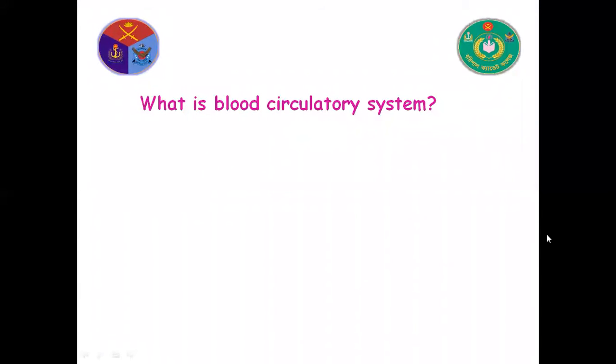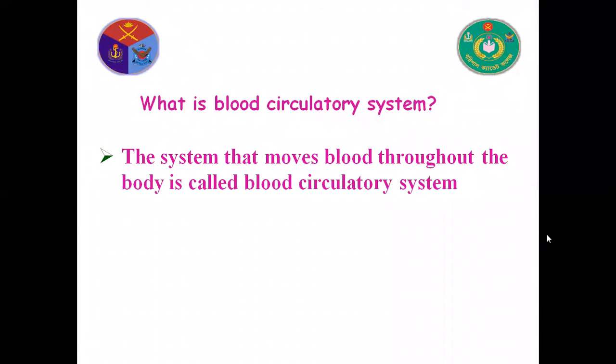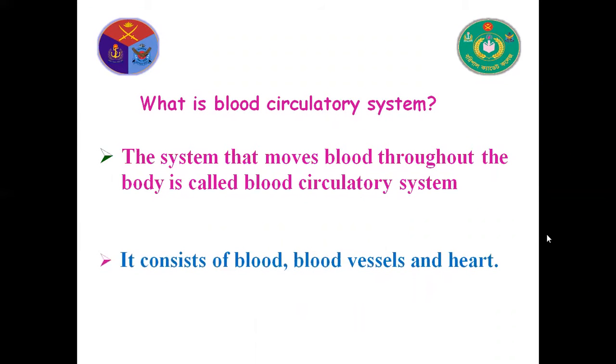Now, what is the blood circulatory system? The system that moves blood throughout the body is called the blood circulatory system. This system consists of blood, blood vessels, and heart. So, the blood circulatory system consists of these three elements: blood, blood vessels, and heart.